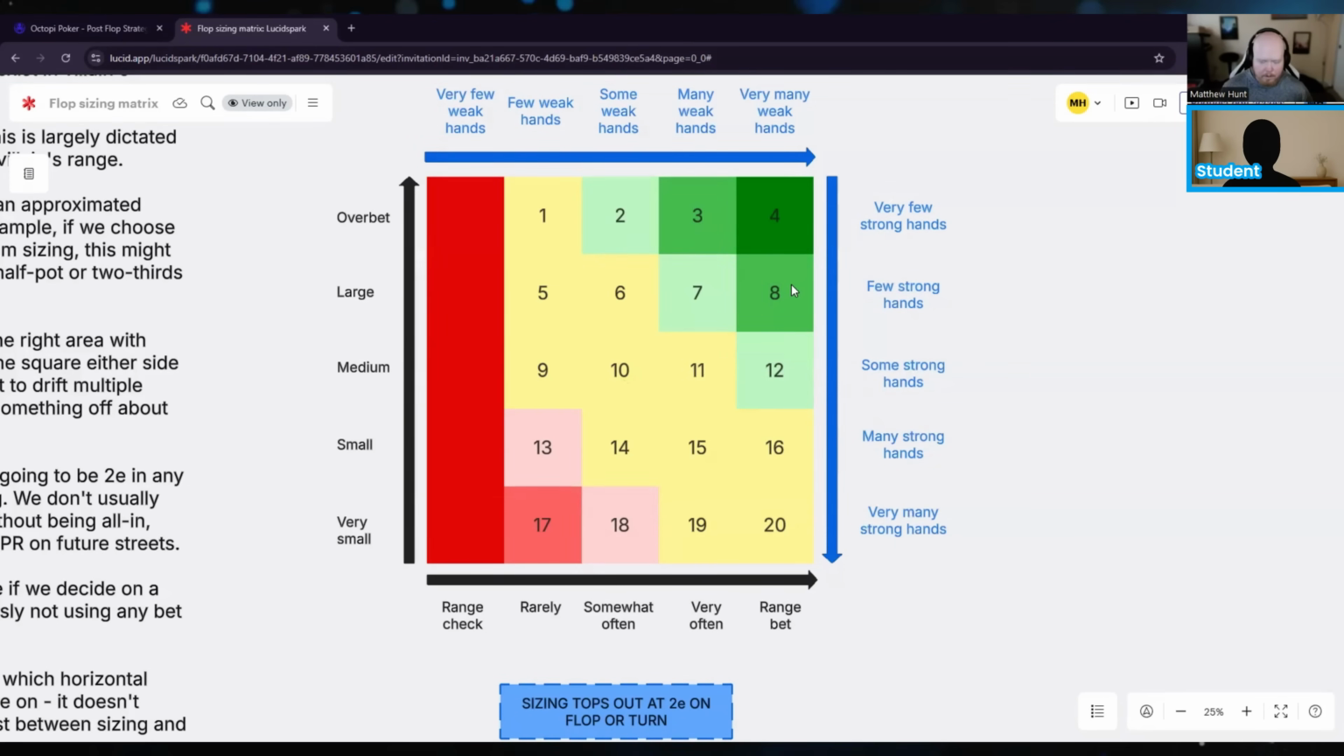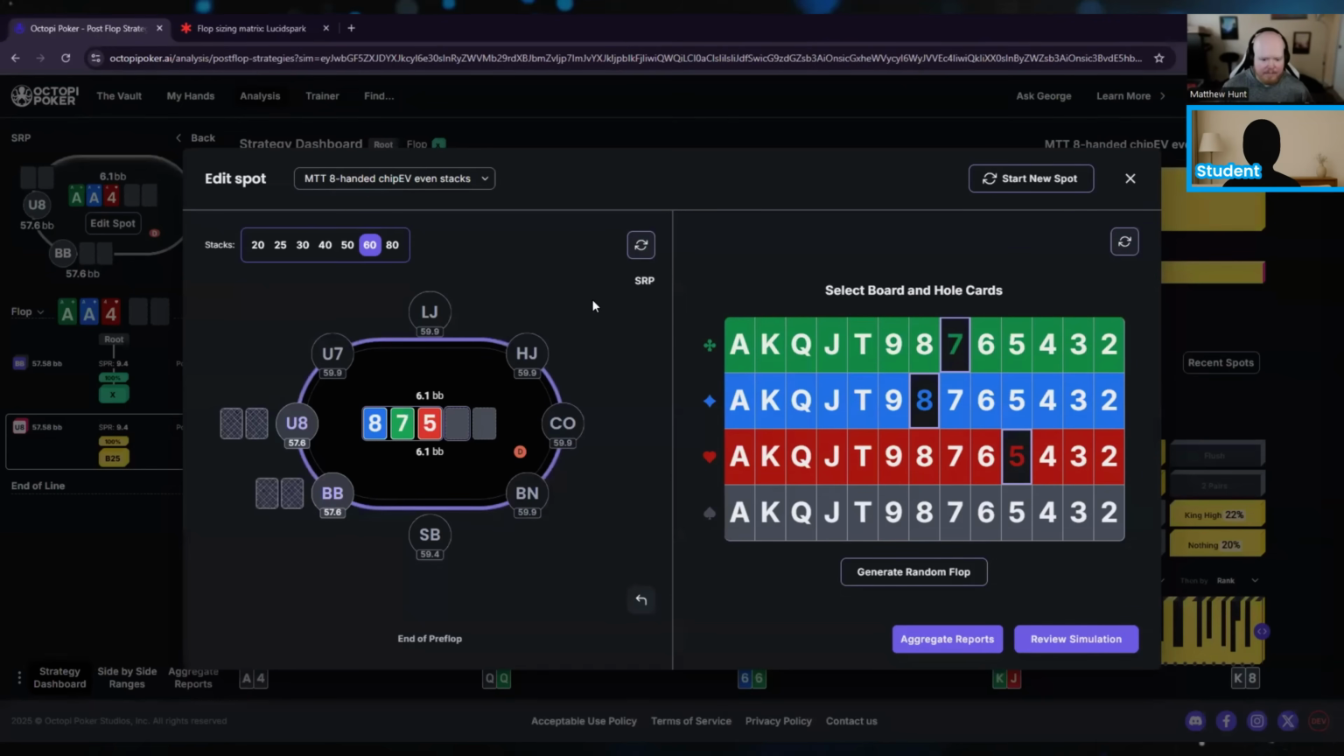Now, on the weak hands part of the equation, what would we say about that? This 8-7-5. How many weak hands does our opponent have here? I'd say there's a few. I mean, if they're flatting with Jack-10, Queen-Jack, King-Jack: Jack-10 has two overs and a gutshot, right? Jack-10 is a pretty medium strength hand here.